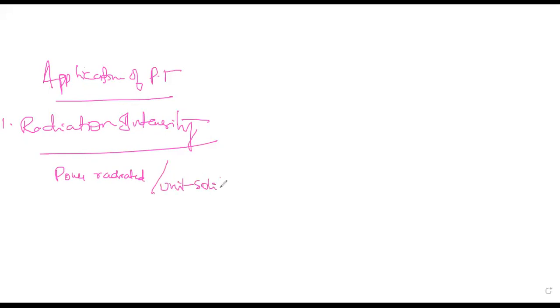So it is the ratio of power radiated per unit solid angle. If you are writing the unit, it is watt per steradian. That is sr, don't get confused with the radial component. Power radiated is watt, solid angle unit is steradian, so it is watt per steradian. Now again, radiation intensity, we know, is independent of radius. So it is power per steradian. Now you have to write the equation for this.